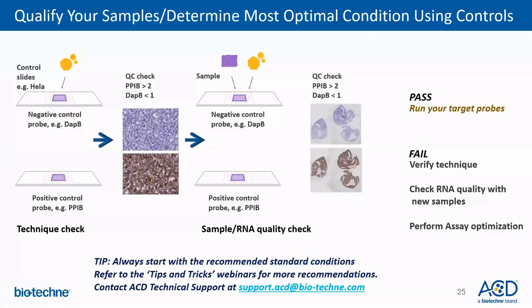In order to get the most optimal staining, we always recommend running cell pellet controls provided by ACD to verify the assay setup and confirm the assay workflow when you are starting the assay for the first time. Then run positive PPIB and negative DapB control probes to qualify your sample and to determine if the current assay conditions are the most optimal for any target detection. Also, please feel free to contact ACD technical support, and we are more than happy to help with assay optimization.